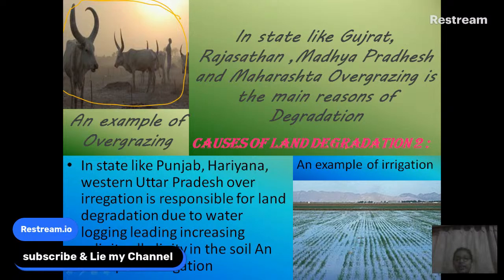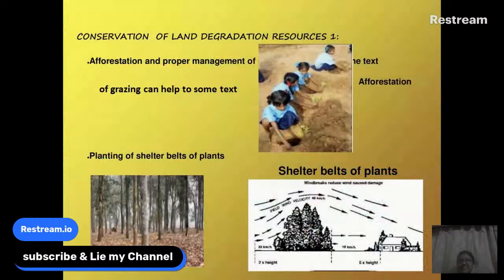Here you can see a picture of an example of overgrazing, and here you can see an example of irrigation. In states like Punjab, Haryana, and western Uttar Pradesh, over-irrigation is responsible for land degradation due to waterlogging, leading to increasing salinity and alkalinity in the soil. This is an example of irrigation I told you.